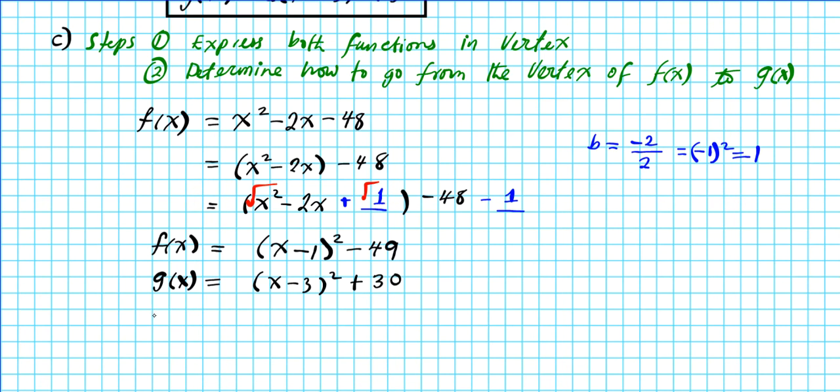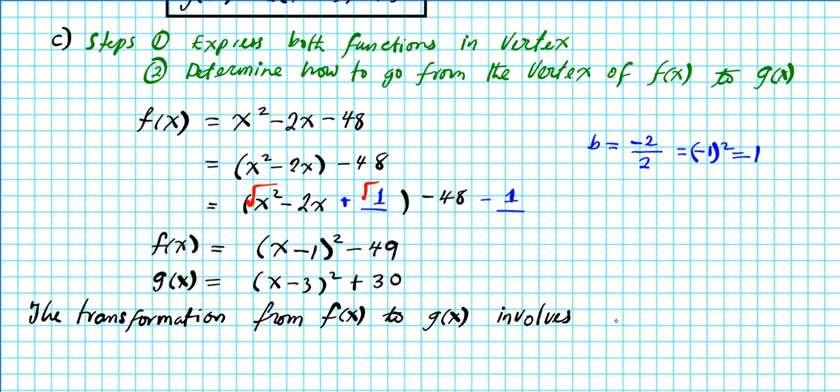So the transformation from f of x to g of x involves going from the vertex of f of x to that of g of x.